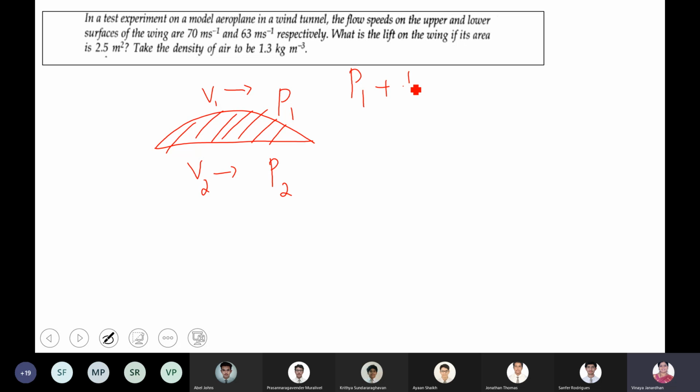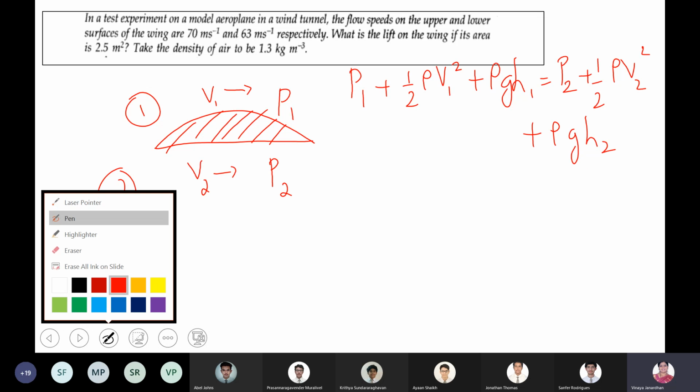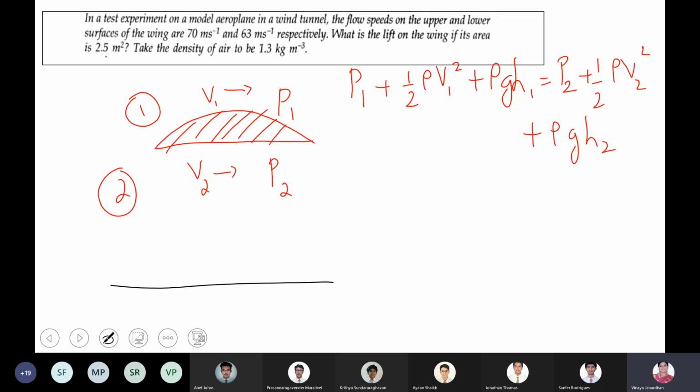P1 plus half rho V1 squared plus rho g H1 is equal to P2 plus half rho V2 squared plus rho g H2, because you are applying Bernoulli's theorem on the top surface as well as on the bottom surface. Now what assumption you are making is that your airplane is flying at a very great height, boys. What is the maximum altitude you are traveling, boys?